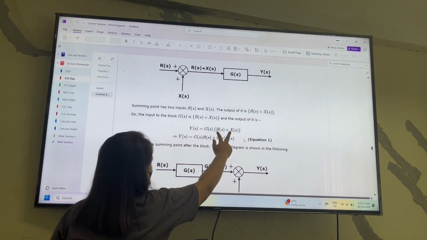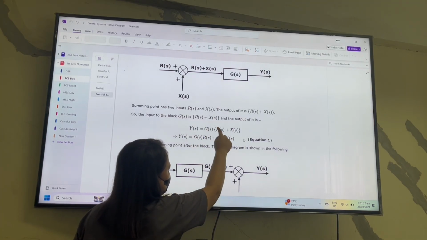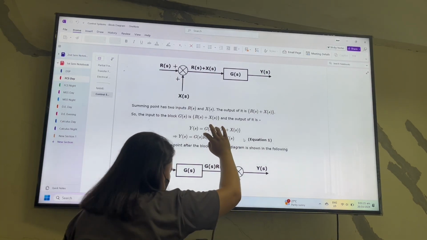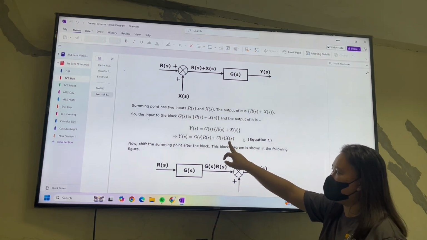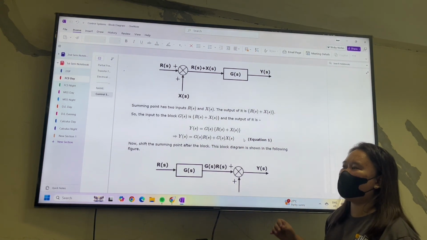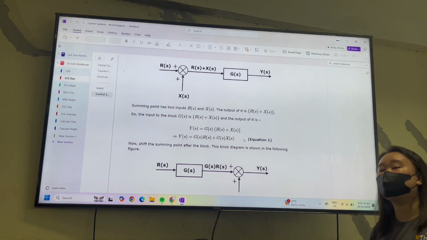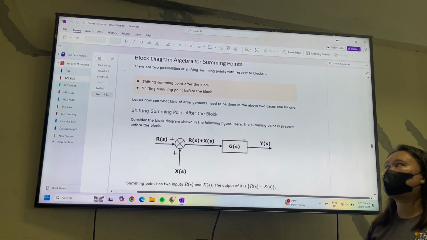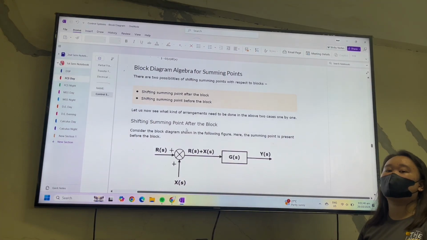So Rx plus XS times GS, substitute, distribute, so GS RS plus GS XS. Okay, so that's equation 1. Now, if we shift it after the block, the previous diagram, remember, our subtopic now is after the block. Shifting summing point after the block.